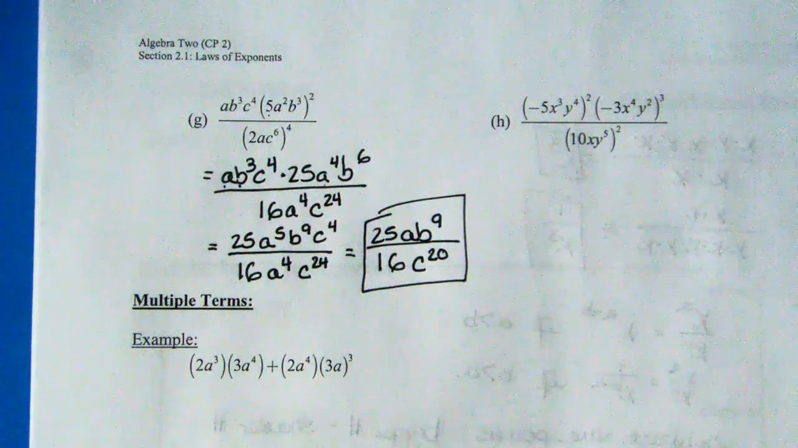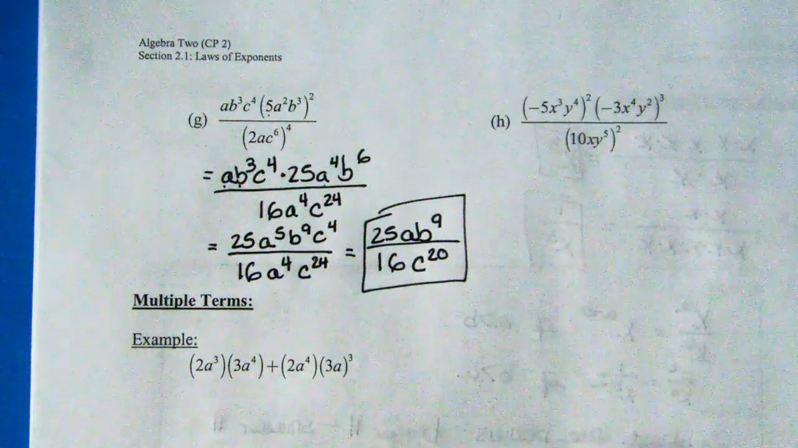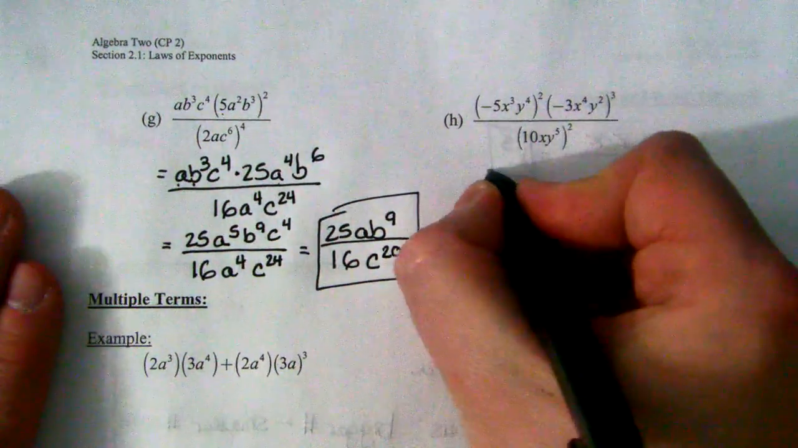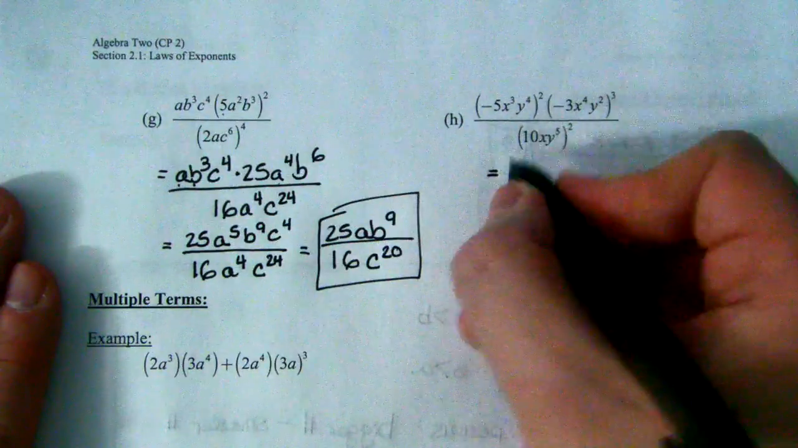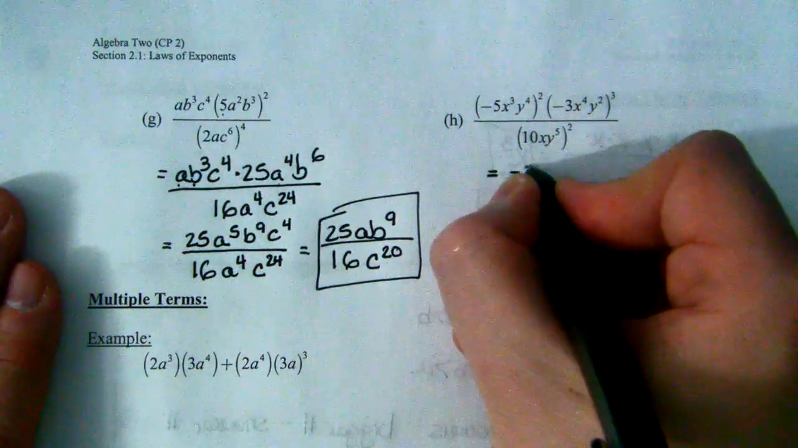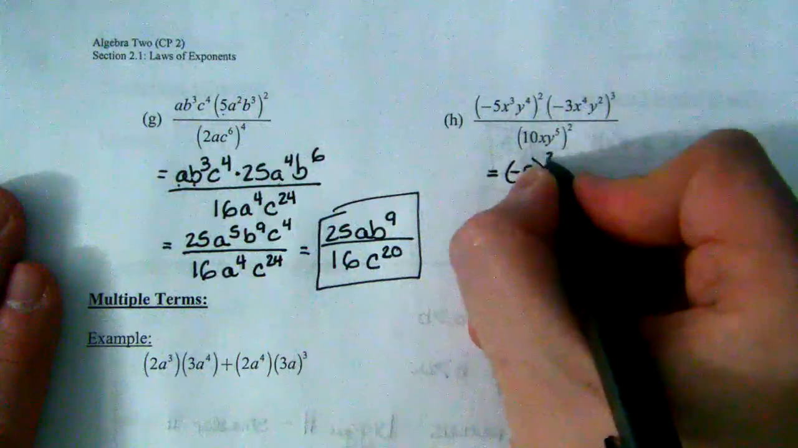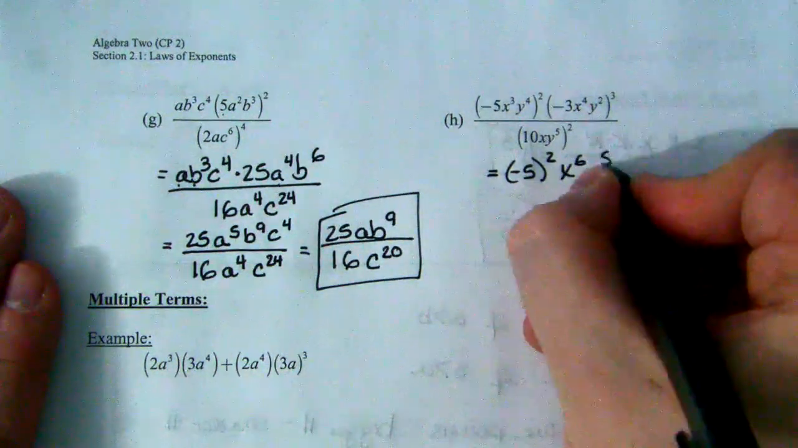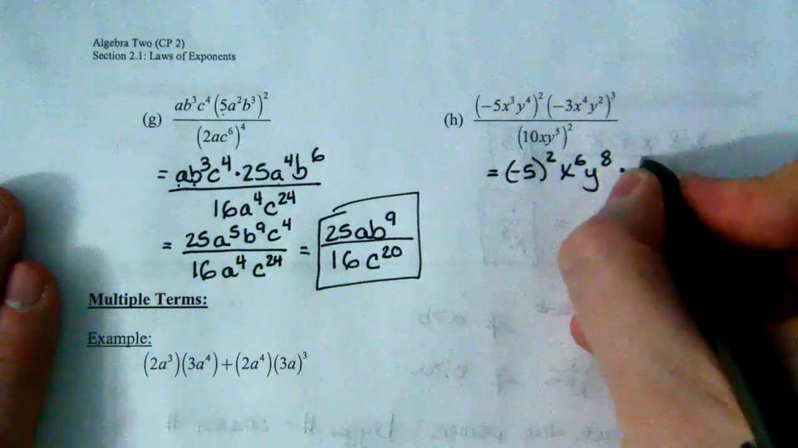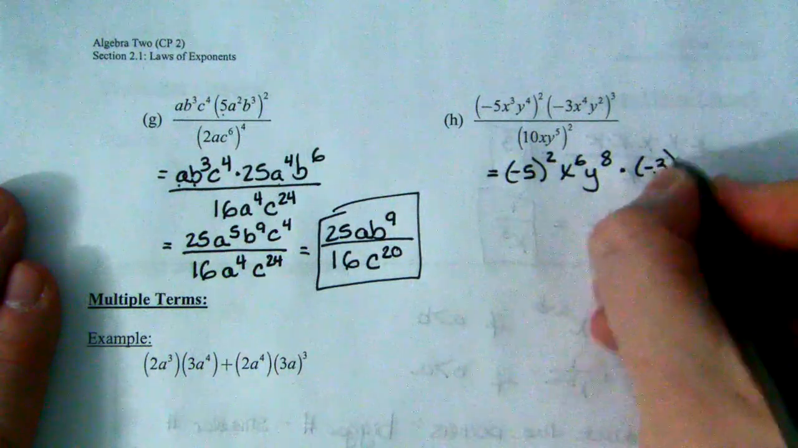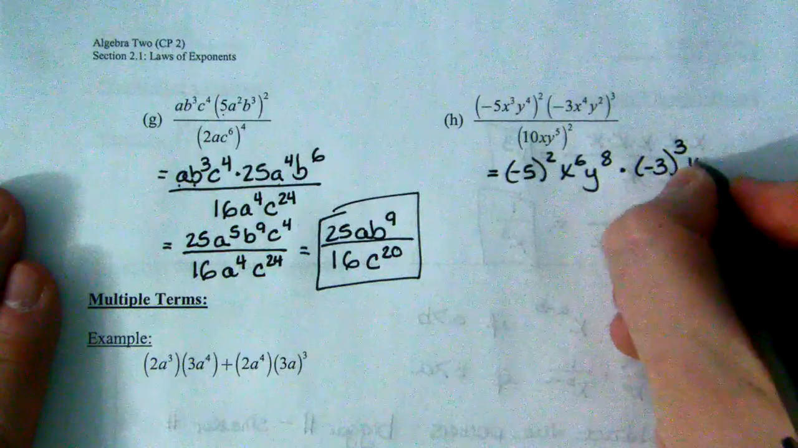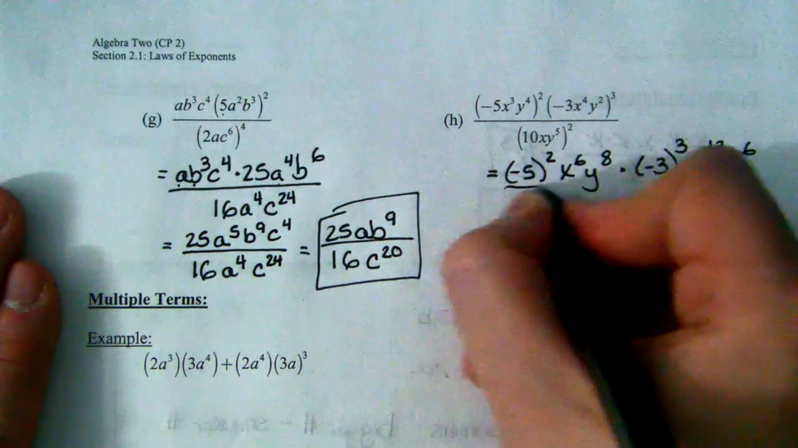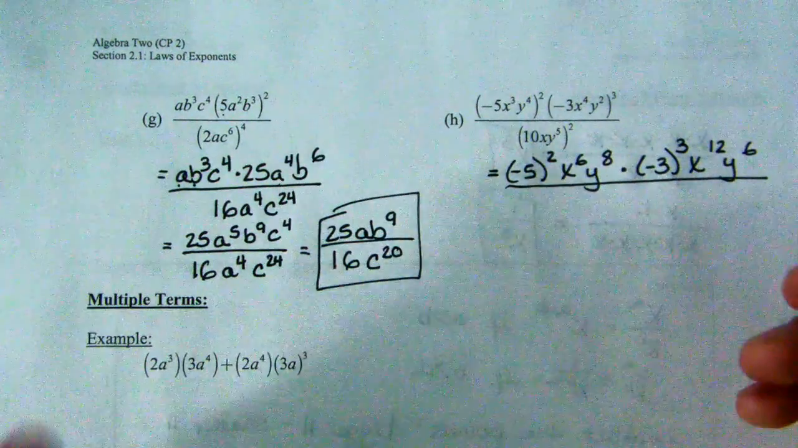Last one, and here I think I am going to get you started. Well, last one in this section. There will be another video you're going to watch today as well. I'm going to start by distributing the powers, and I'm going to get negative 5 in parentheses squared, x to the 6th, y to the 8th, times negative 3 cubed, x to the 12th, y to the 6th, over, that's all I feel like doing.